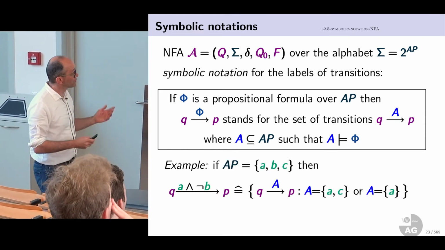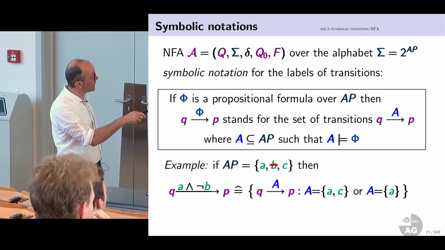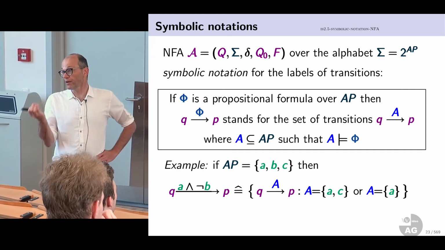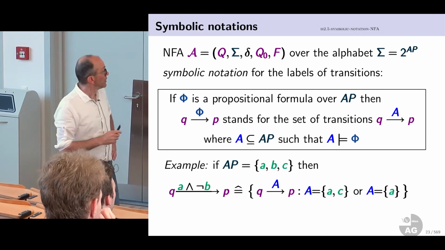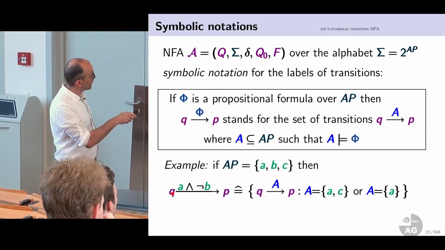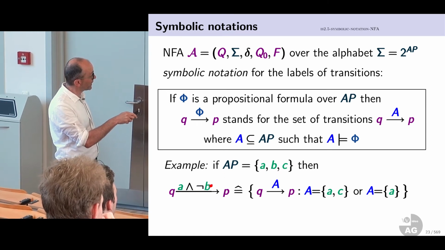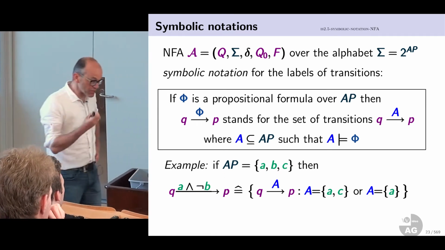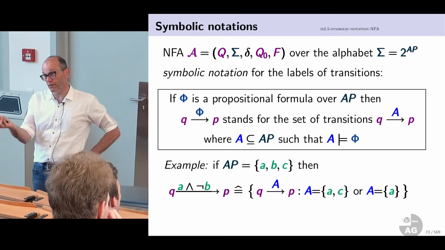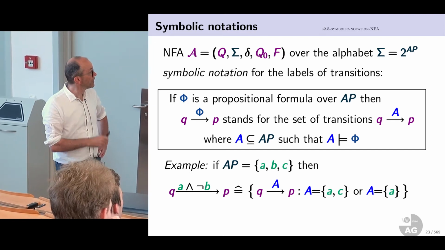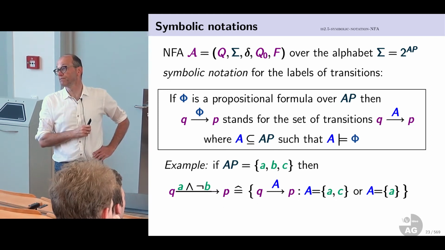As an example, suppose that the set of atomic propositions is {A, B, C}. That means the alphabet of my automaton will be 2 to the power {A, B, C}. Now suppose that I write down a symbolic representation that I can move from state Q to state P with the formula A and not B. This is a symbolic representation of all transitions from Q to P, to be precise, with sets that contain an A and do not contain a B.